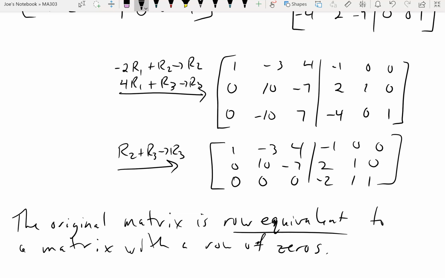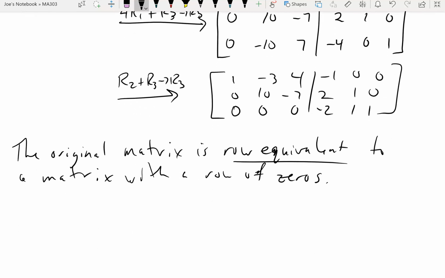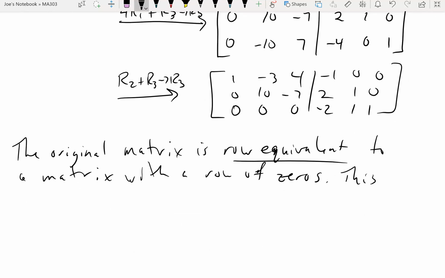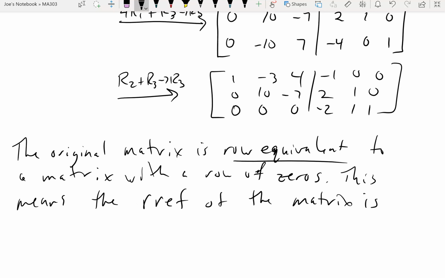The hardest part about doing those by hand is when you get a bunch of fractions in there. And if you're using the calculator, then it won't be so bad. All right, so since it's row equivalent to a matrix with a row of zeros, this means the reduced row echelon form, I'll just write it as RREF because I'm lazy, of the matrix is not the identity matrix. Because an identity matrix doesn't have a row of zeros in it, right? So that tells us that the original matrix is not invertible.